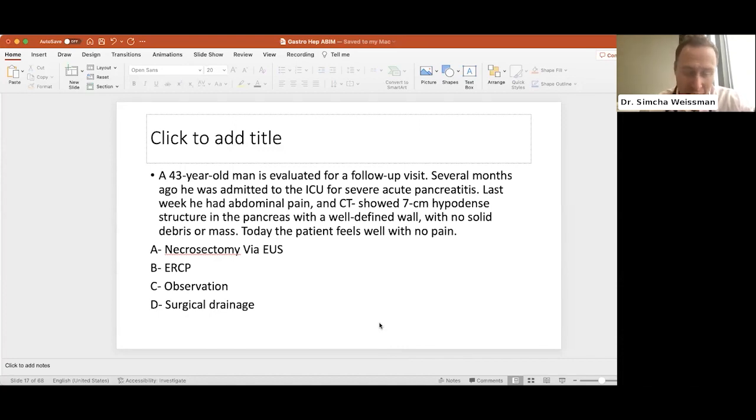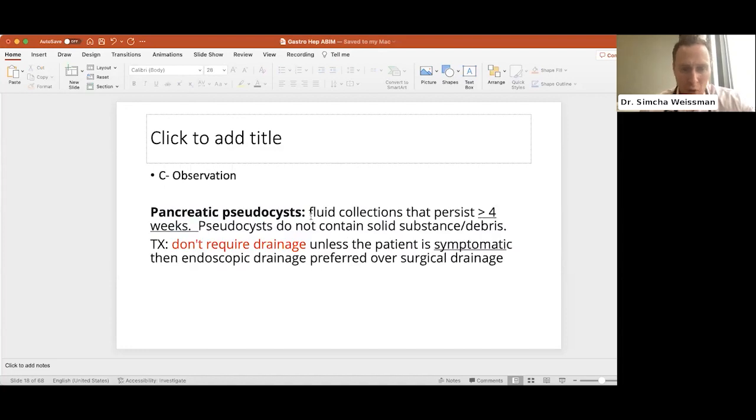Yes, Gayanti, excellent. This is what we call a pseudocyst. She was admitted about a month ago, so greater than 4 weeks. Now it's coming with a well-defined wall, but there's no debris, no mass. It means it's a simple pseudocyst, asymptomatic. Observe. Answer C. So this is a pancreatic pseudocyst.